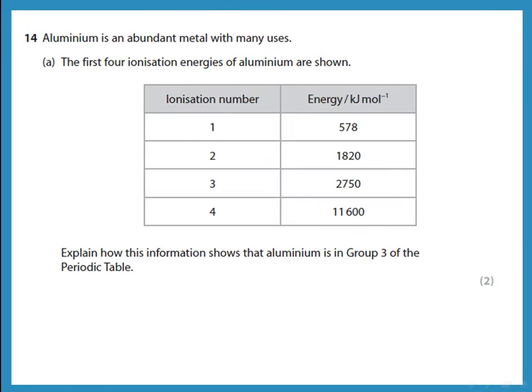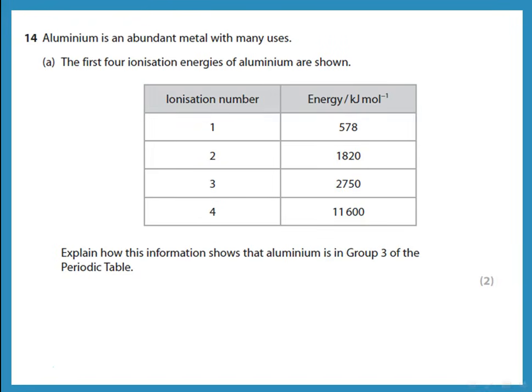Okay. Now, aluminium is an abundant metal. The first 4 ionization energies of aluminium are shown. So he's giving you first, second, third, and fourth ionization energies of aluminium. And he says, explain how this information shows that aluminium is in group 3. You should realize that we said group 3 means it has 3 electrons in its outermost shell.